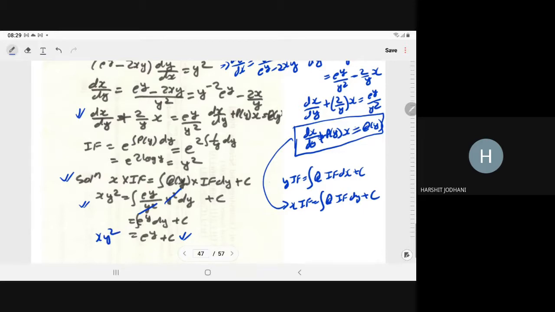So it means sometimes you have to reverse the role of x and y. You have to make the independent variable the dependent variable and the dependent variable the independent variable.